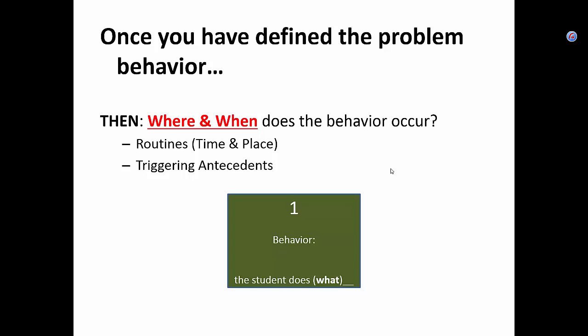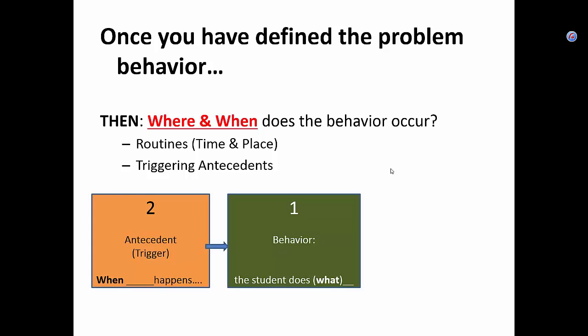At this point, you have practiced defining the problem behavior and have some good guidelines on how to go ahead and do that. So we're going to move on then to really building on that and then understanding the where and when these problem behaviors occur, and really specifically looking at the routines, the time and place that these occur, and of course the triggering antecedents that happen right before that.